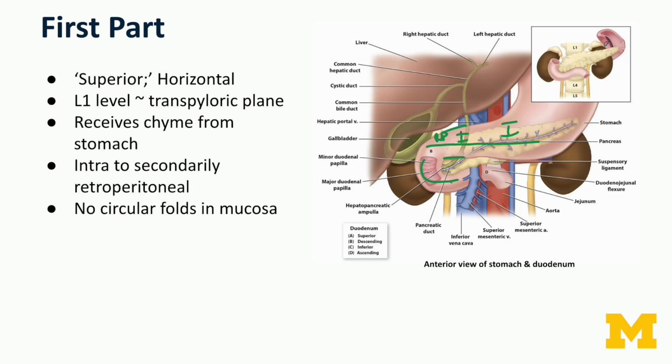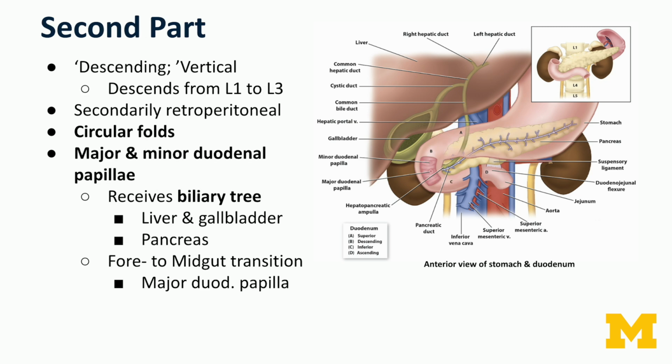Now, the first part of the duodenum is going to be remarkably smooth throughout its mucosa. There are no circular folds, which are the hallmark of the second and third parts of the duodenum. Those are known as plicae circulares. The second part, or the descending or vertical part of the duodenum, descends from the L1 level down to about the L3 level. It is entirely secondarily retroperitoneal, and it is rich with circular folds, or plicae circulares.